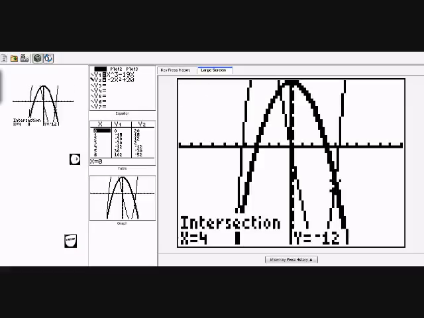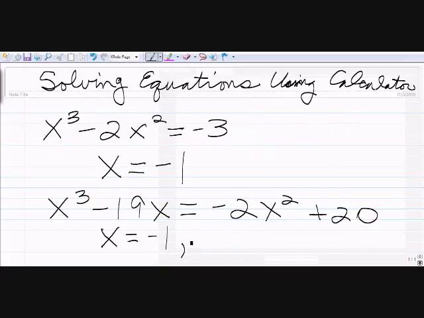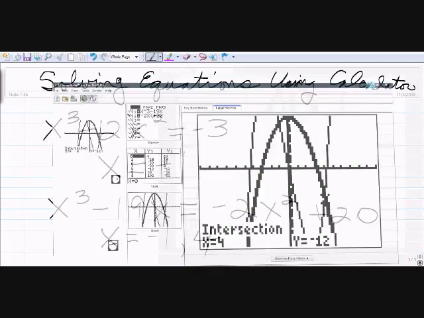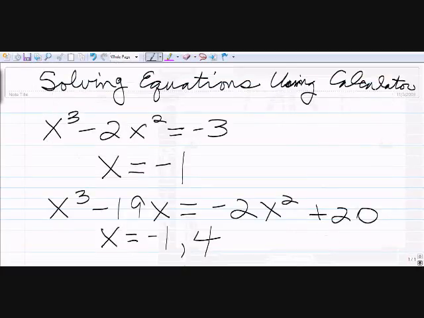I still press enter. I can do it on the keyboard. Got an intersection at x equals 4, y equals 12. So the next solution is 4. And I can go through and find the third intersection that way too. My calculator has disappeared for the moment, so I won't show you on that one. I think it'll probably come back, but we'll see. Yeah, it's going to have 3 different intersections. The last one will be at negative 5.